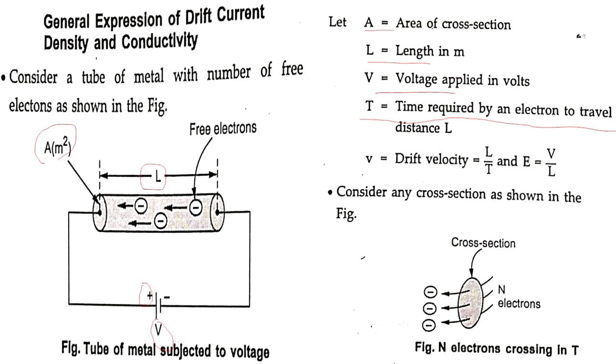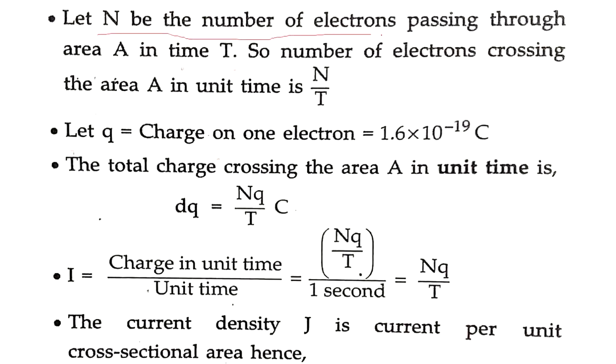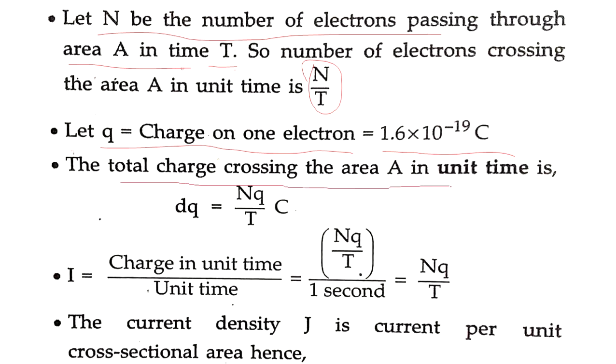So we have defined the velocity v, called the drift velocity, which is given by the ratio L by T. We know already the electric field is equal to V by L. N is the number of electrons passing through the total area in total time T. So the number of electrons per unit time is given by the ratio N by T. You know already what Q is, the charge of a free electron, equal to 1.6 into 10 power minus 19.